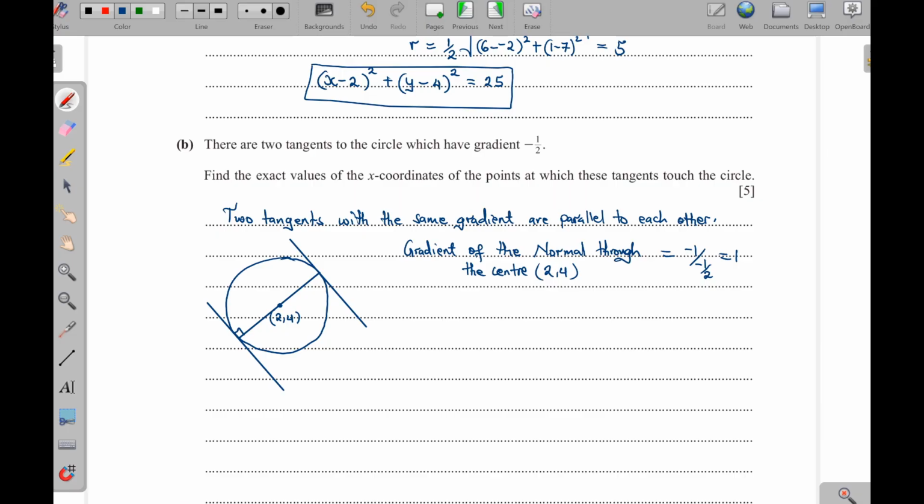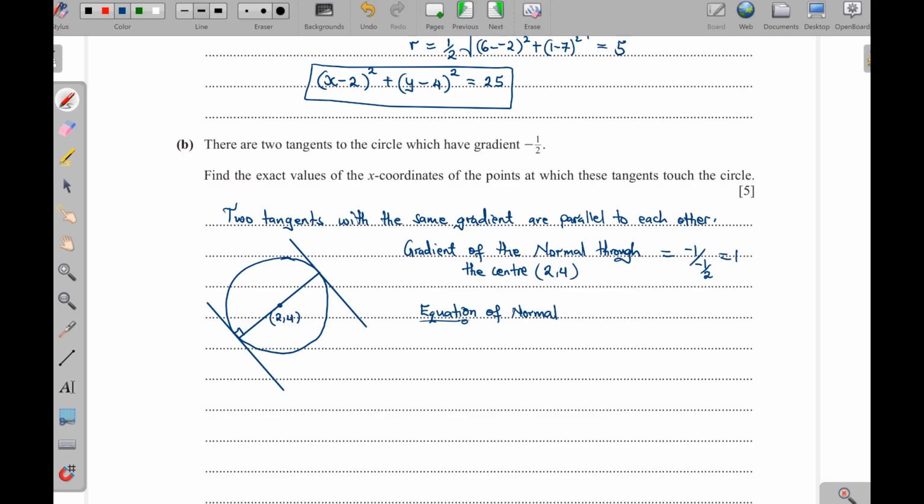Remember, for two lines that are perpendicular, the product of their gradients is always equal to -1. So we have m1 times m2 is equal to -1. Already m1 is -1/2, so we are looking for m2. That means you get -1, then divide by the m1 you have gotten, not so? So that is that. Now I can find the equation of this normal.